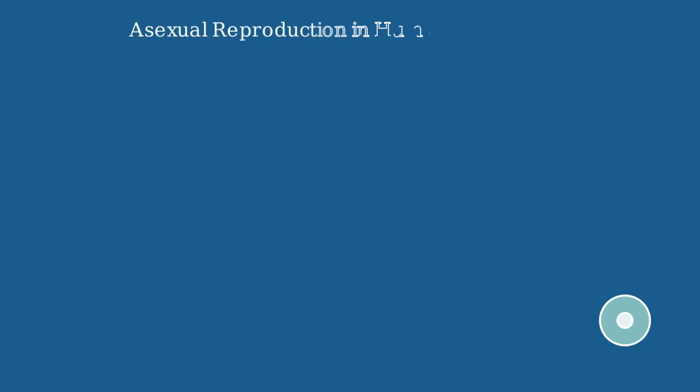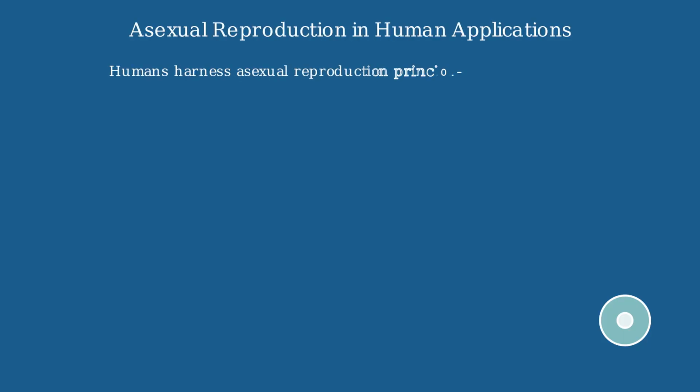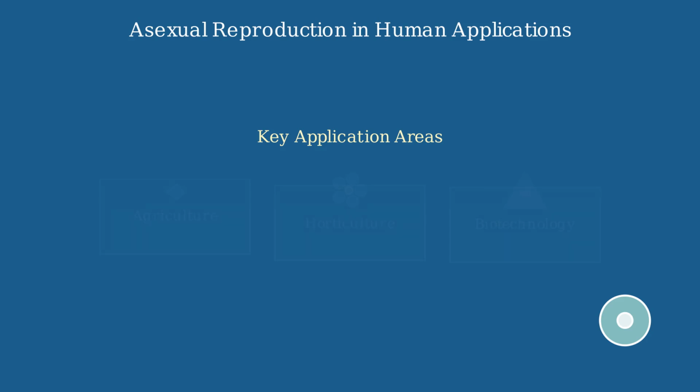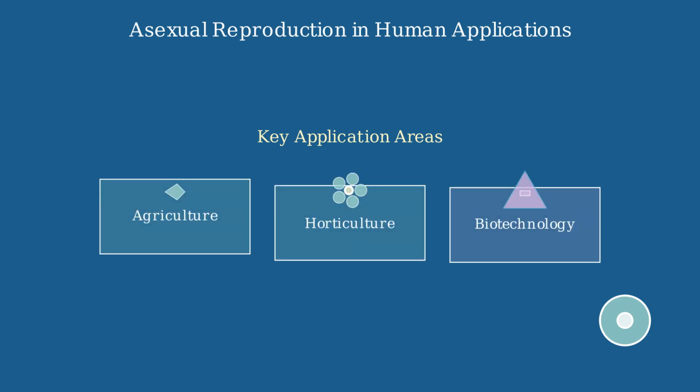In many fields, humans have developed sophisticated techniques that utilize the principles of asexual reproduction. Just as organisms in nature reproduce asexually to create genetically identical offspring, humans apply these same principles to agriculture, horticulture, and biotechnology. These applications fall into three main areas: agriculture, where we produce food crops; horticulture, focusing on ornamental plants; and biotechnology, which uses laboratory techniques to manipulate plant cells.